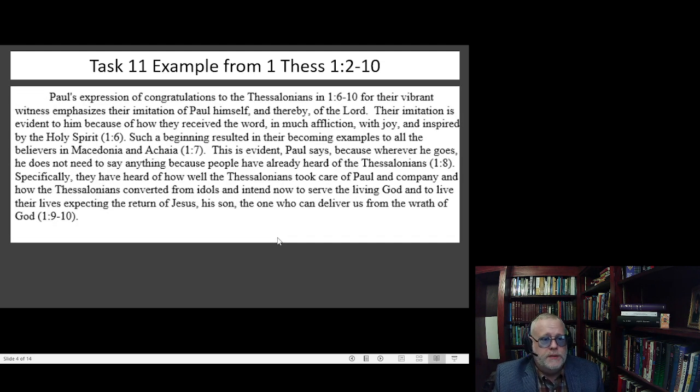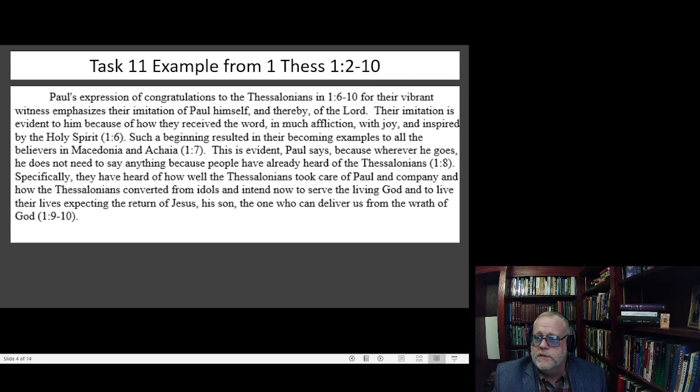In the second one, this is the second of the independent clauses. Notice this is a much bigger paragraph. That's because there was a lot of supporting subordinated material for this independent clause. Paul's expression of congratulations to the Thessalonians in 1, 6 to 10 for their vibrant witness emphasizes their imitation of Paul himself, and thereby of the Lord.